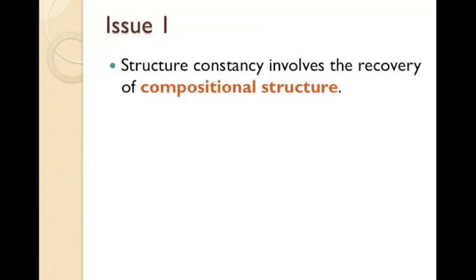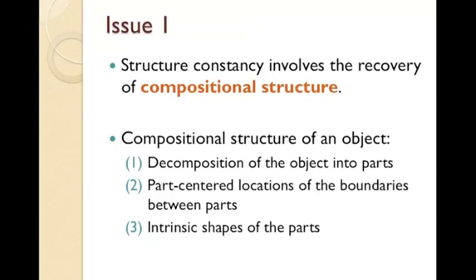So in response to the first question, I suggest that structure constancy involves the recovery of a complex property that I call compositional structure. The compositional structure of an object involves three subcomponents. First, it involves a decomposition of the object into parts. Second, it involves the part-centered locations of the boundaries between the object's parts. And third, it involves the intrinsic shapes of the parts. Let me just say a bit more about what these features entail.